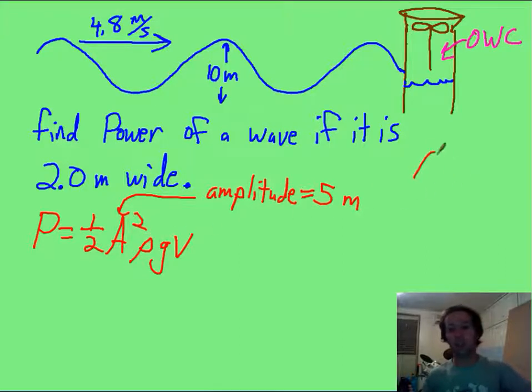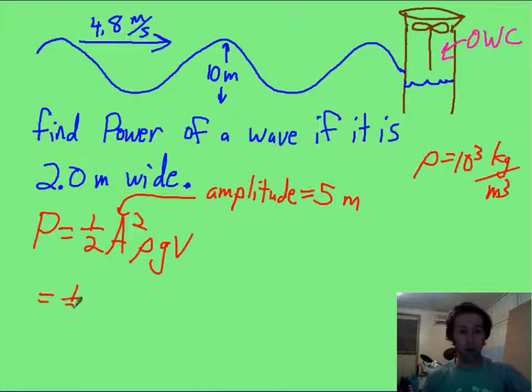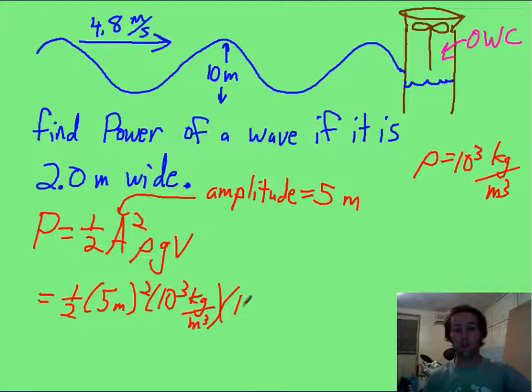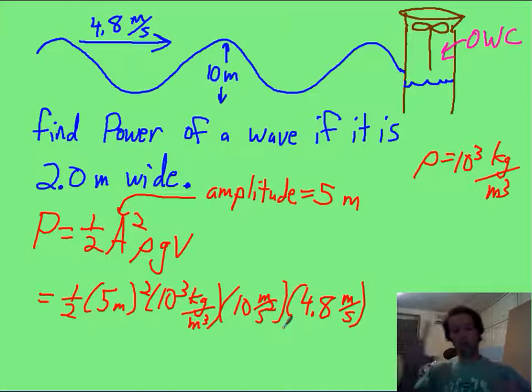The density is the density of water, which is 1,000 kilograms per cubic meter. You know g, the velocity is given up here. So you plug in some stuff. 5 meters squared, 1,000 kilograms per cubic meter, your 10 meters per second squared, and your velocity of 4.8. Now the units work out a little bit funny, and you're not going to do all the units, but take my word for it.